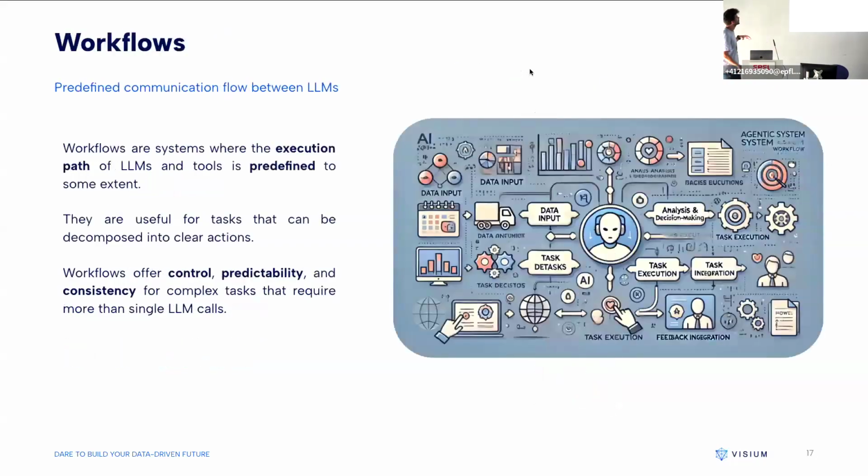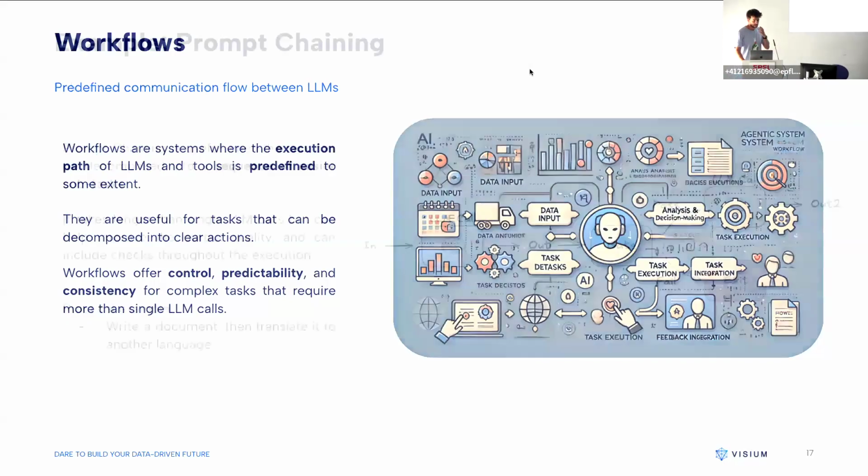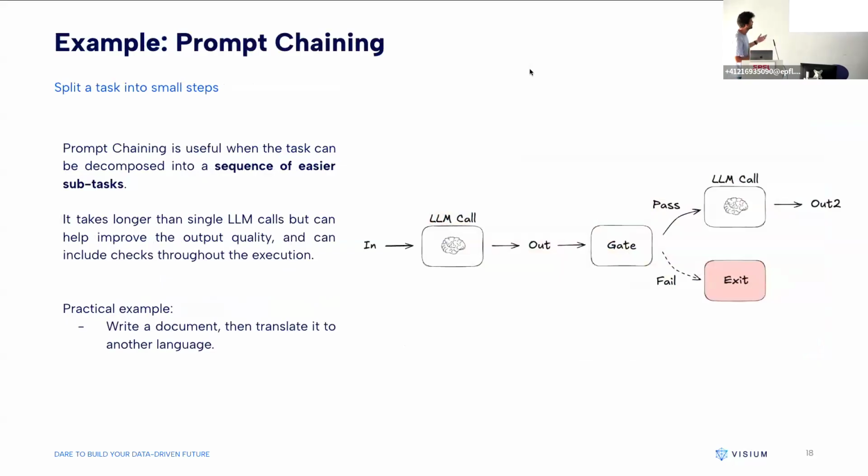The other very important concept is workflows. Workflows are systems where the execution path of LLMs is predefined, to some extent. They are really good because they offer control and consistency for complex tasks requiring more than one single LLM call. To illustrate this better, a clear example is prompt chaining. Prompt chaining is maybe the simplest type of workflow, where we have a sequence of calls to an LLM. I didn't say it, but an LLM call is like a call to the API of OpenAI, something like this. We give it a prompt, and then it gives us an output. This could be just one call.